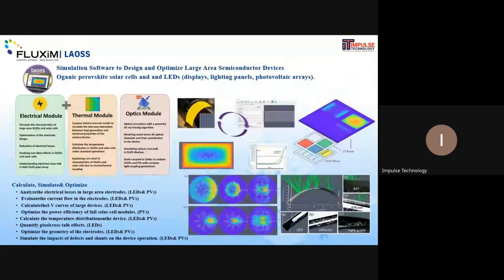And in the thermal module, you can find OLED and solar cell and understand their operation also. In the optic module, you can find crosstalk in OLED display and a 3D ray tracing algorithm also. You can analyze electrical losses in large area electrodes for LED and PV modules also. You can calculate the temperature distribution and quantify the pixel crosstalk effect also, and simulate the impact of defects and shunts on the device operation also.